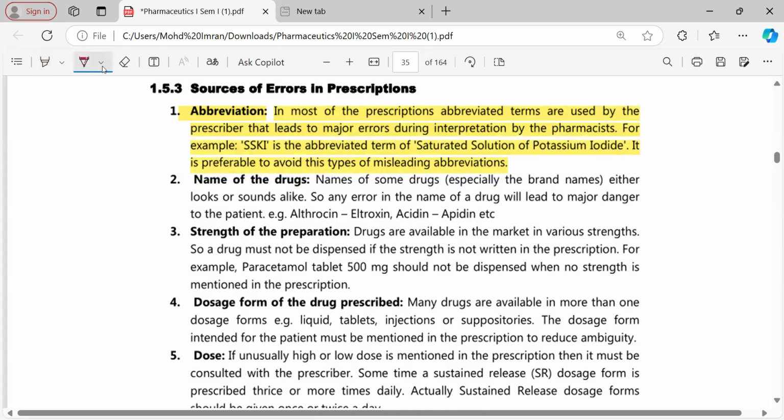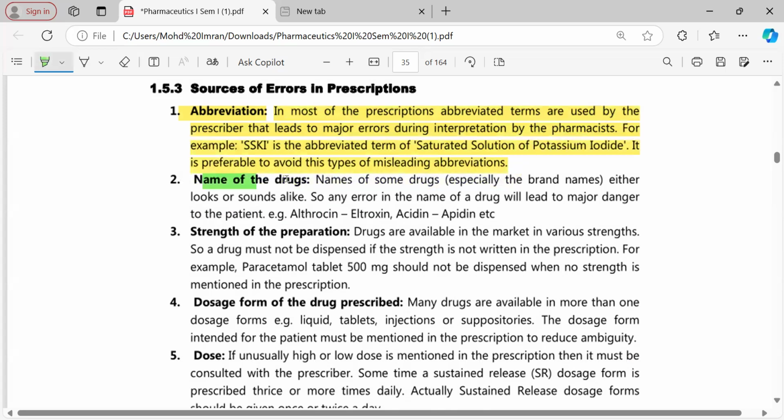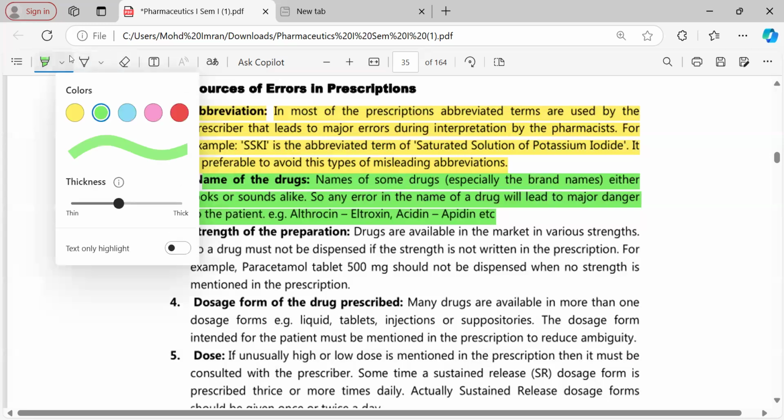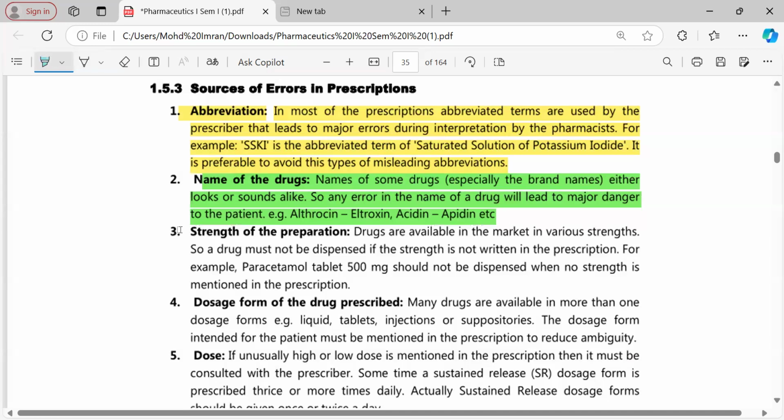Next, let us see what is the second error in the prescription: name of the drug. Many times we have similar sounding names of drugs. Like you can see in the examples: acidin, epidin, prednisone, prednisolone, digoxin, digitoxin, altrocin, eltrocin. These kinds of examples can create problems. So the name of the drug can also lead to error.